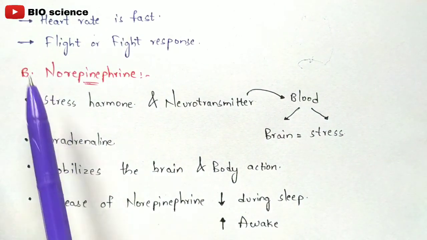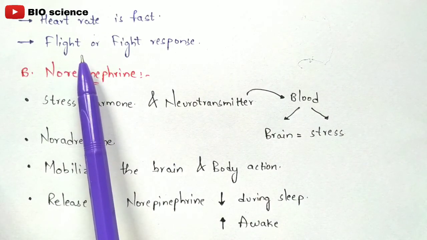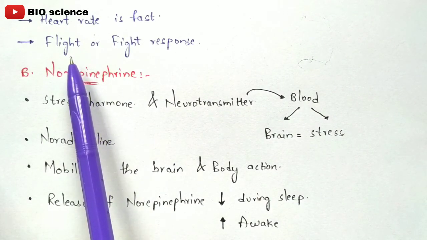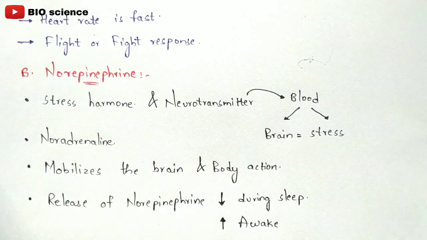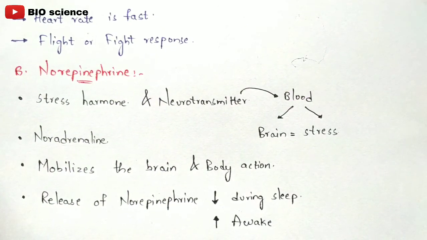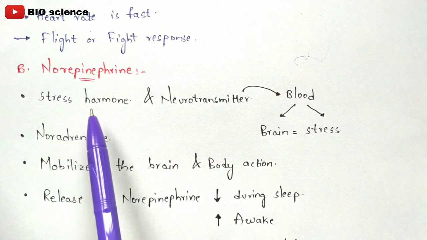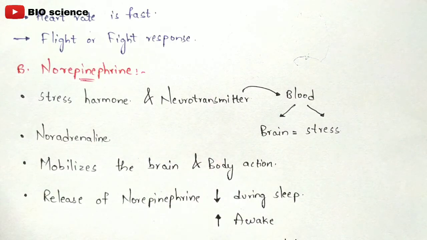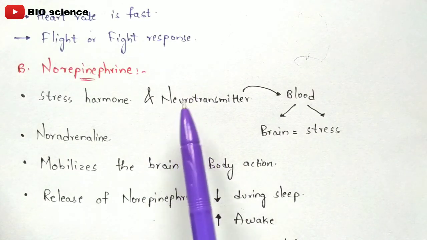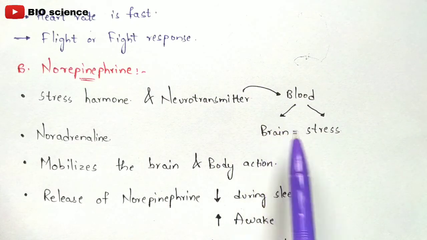The heart rate will be very fast, and the function exhibited by epinephrine is called the flight or fight response, which I have told you. Coming to norepinephrine, the second hormone, it is also called noradrenaline. It is also called the stress hormone, and it is also a neurotransmitter. Just now I explained neurotransmitters, right? Once these neurotransmitters are released into the blood, our brain will undergo the process of stress.